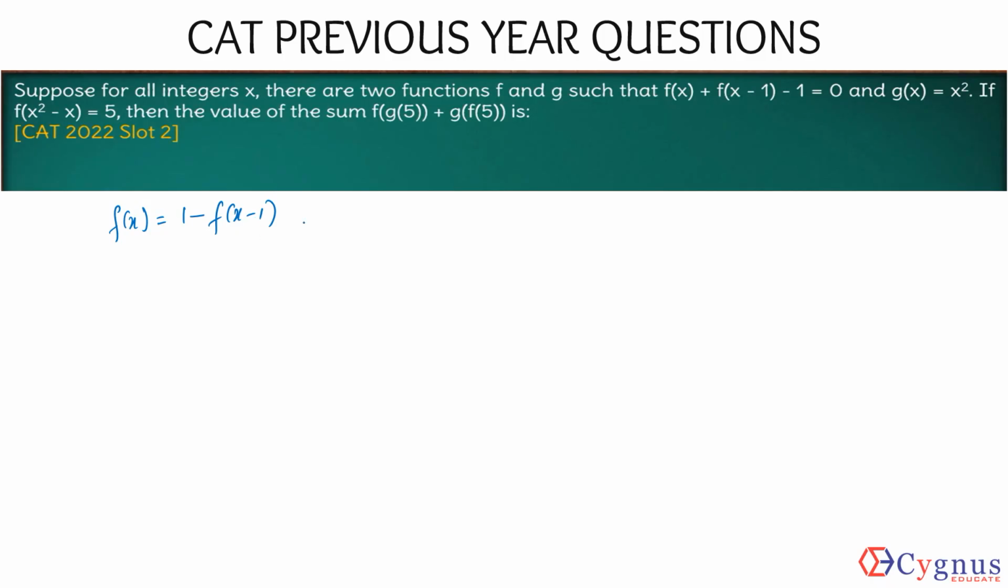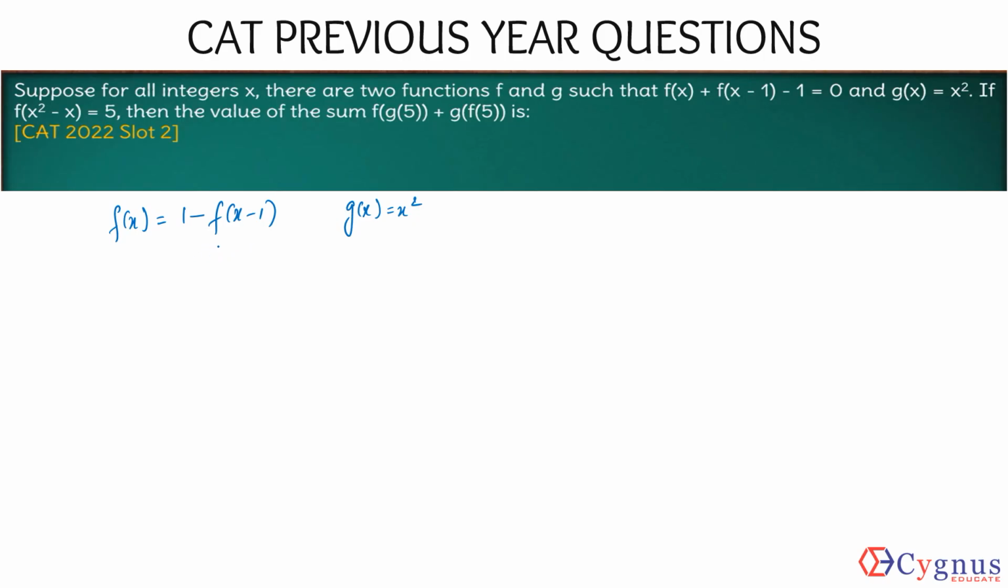So whatever may be the input. And you also know that g of x is equal to x squared. These are the two functions given. But effectively, we don't know the value of f of x here. Then, can I say if I know the value of f of 2, f of 3 will be equal to 1 minus f of 2. F of 4 will be equal to 1 minus f of 3. That means if you know the value of f of x, you can easily calculate the value of f of x plus 1, x plus 2, and so on.